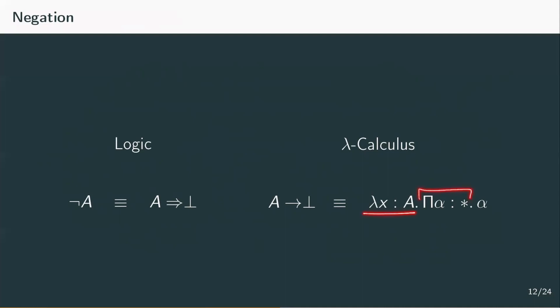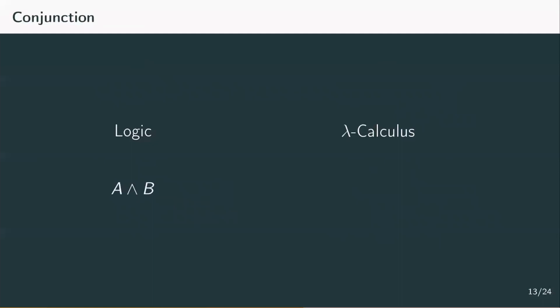Let's continue with conjunction and disjunction. A and B is true if and only if A is true and B is true. The classical implementation, given implication and negation, would be not A implies not B. This holds in classical logic because of the following equivalences. Not A implies not B is equivalent to not A or not B, and by De Morgan, this is the same as not A and B. Finally, double negation elimination yields A and B.